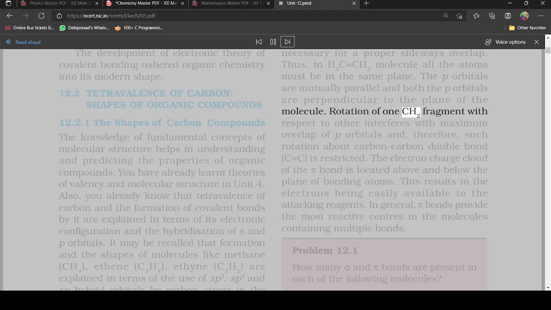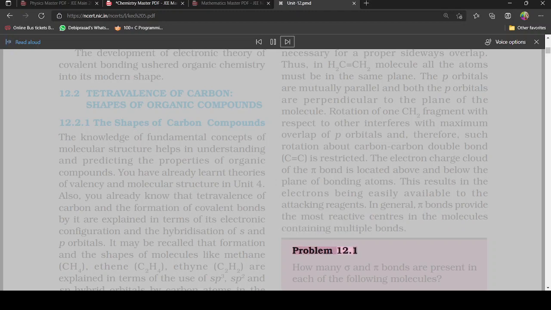Rotation of one CH2 fragment with respect to the other interferes with maximum overlap of p orbitals and, therefore, such rotation about the carbon-carbon double bond, C=C, is restricted. The electron charge cloud of the pi bond is located above and below the plane of bonding atoms. This results in the electrons being easily available to the attacking regions. In general, pi bonds provide the most reactive centers in the molecules containing multiple bonds.